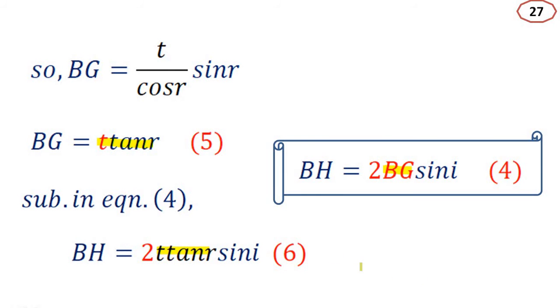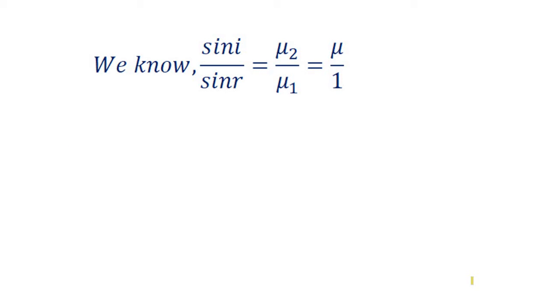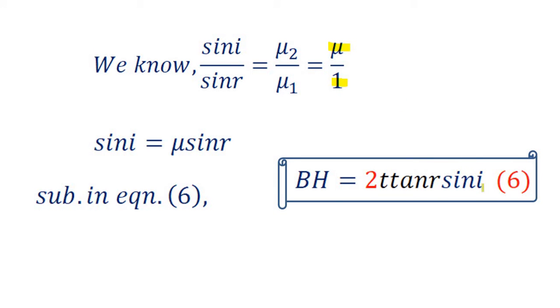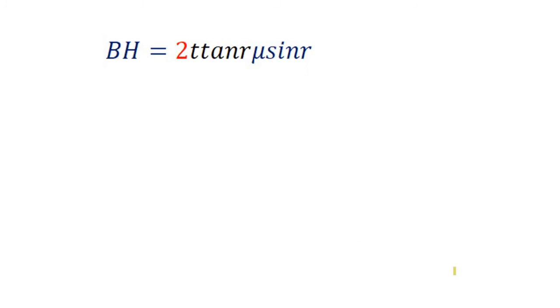Equation 6. We have the equation sin I by sin R equal to mu 2 by mu 1. Here, the refractive index of the second medium mu 2 is mu, and the refractive index of the first medium is 1 as it is air. So the equation can be rewritten as sin I by sin R equal to mu, or sin I equal to mu sin R. Substitute it in equation 6. In equation 6, instead of sin I, we need to substitute mu sin R. So BH is equal to 2T tan R mu sin R.